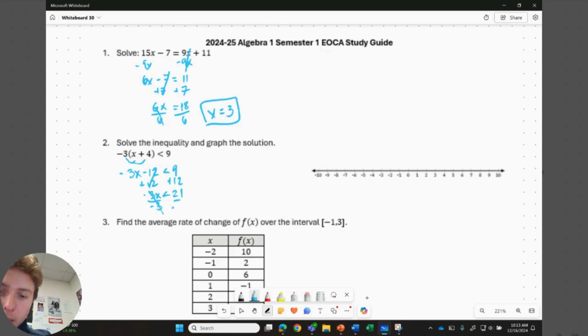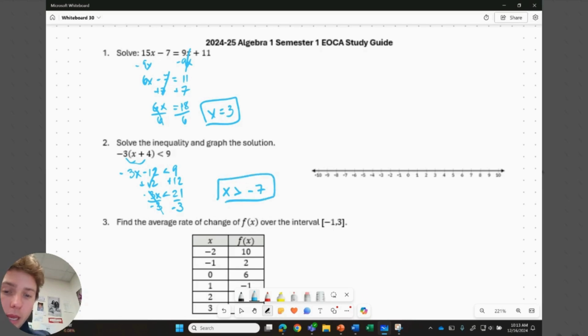And one thing to note, we have an inequality here. Whenever you have inequalities, if you multiply or divide by a negative, like that step I just showed, that means that your inequality sign is going to change directions. Notice it flipped here. This is our answer.